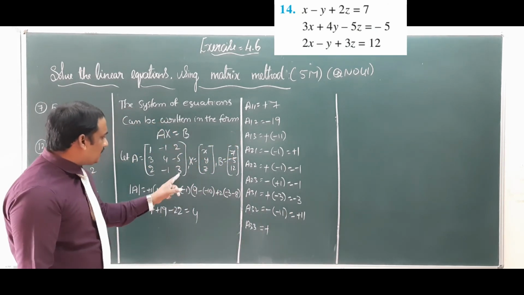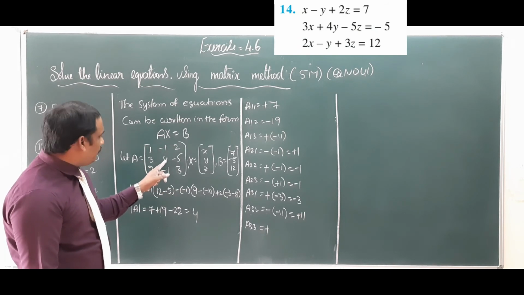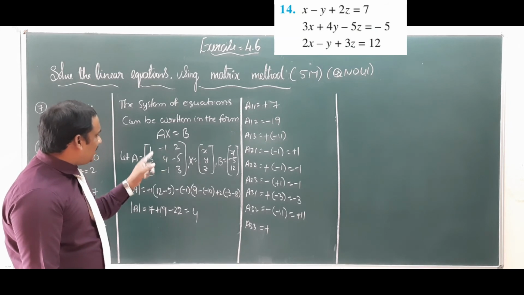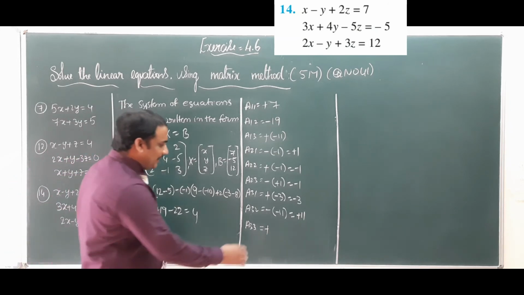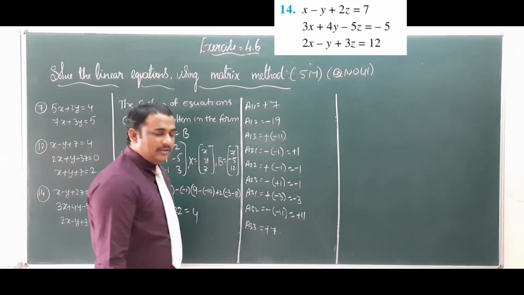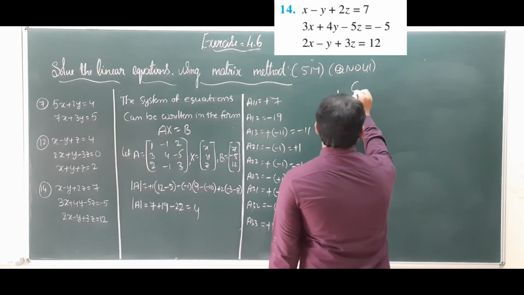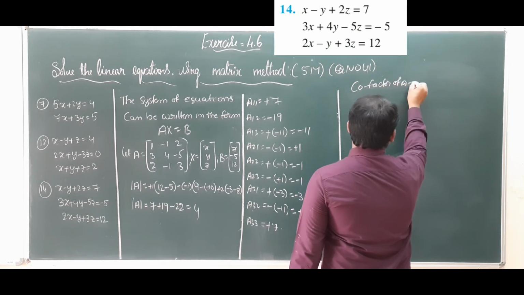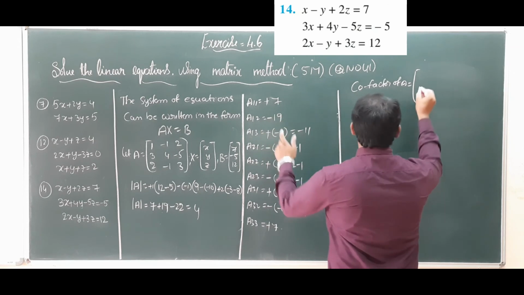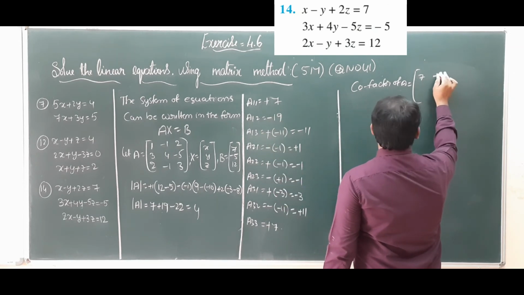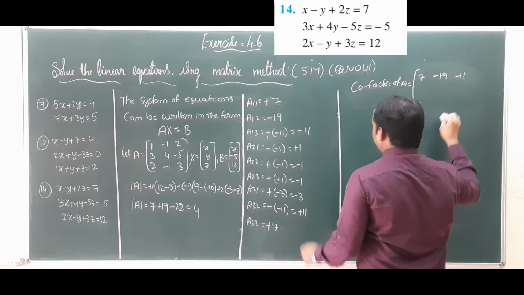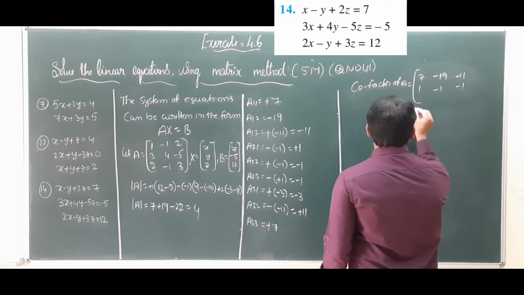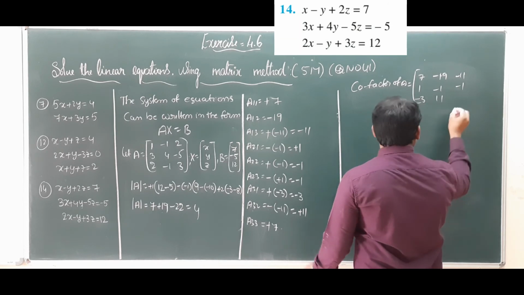A33, third row third column: 1 into 4 is 4, minus 3 into minus 1, 4 minus minus 3 means 4 plus 3, 7. These are the cofactors. Cofactor of A equal to: first row 7, minus 19, minus 11. Second row 1, minus 1, minus 1. Third row minus 3, 11, 7.